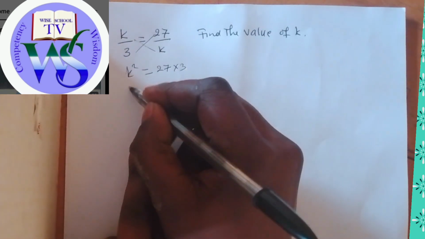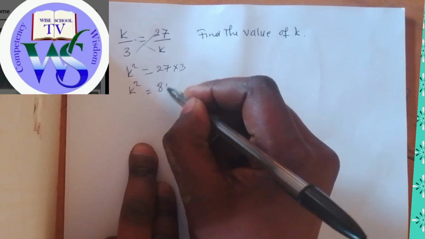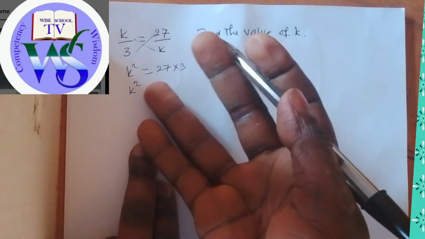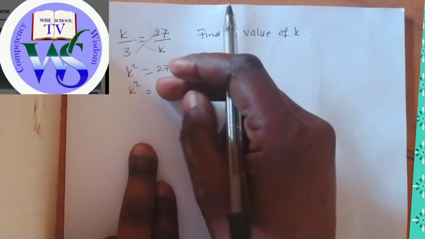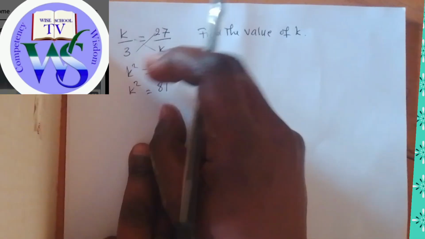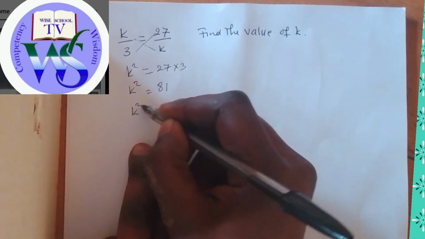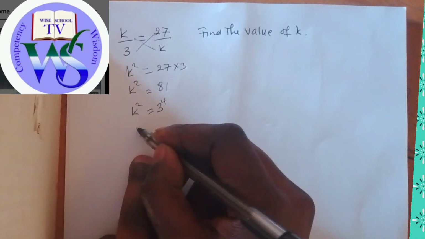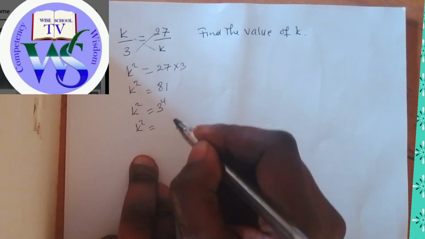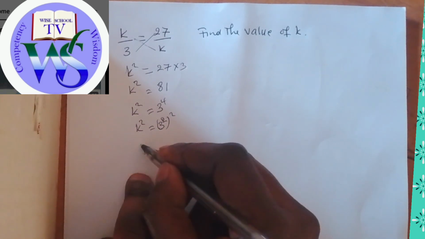So then, k squared is equal to 81. So what is this equal to? We find the number whose power 2 is equal to 81. So it means that k squared is equal to 3 power 4. k squared is the same as 3 power 2 power 2.